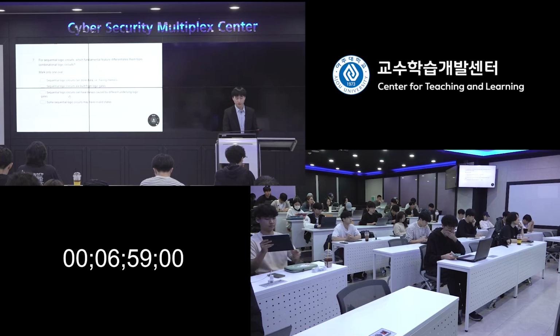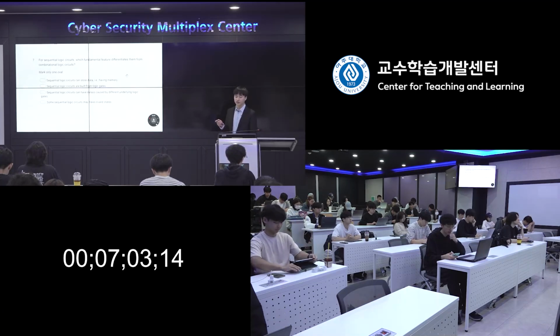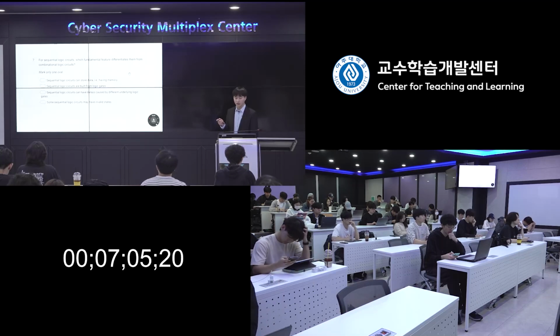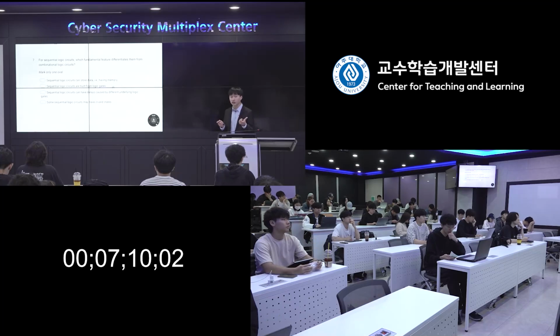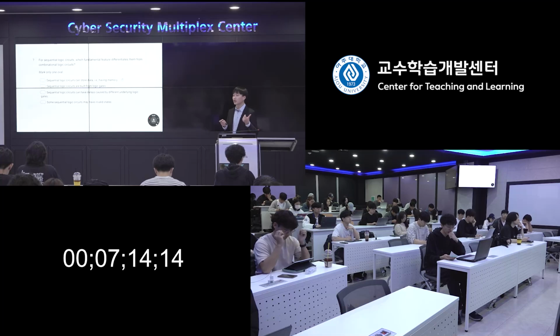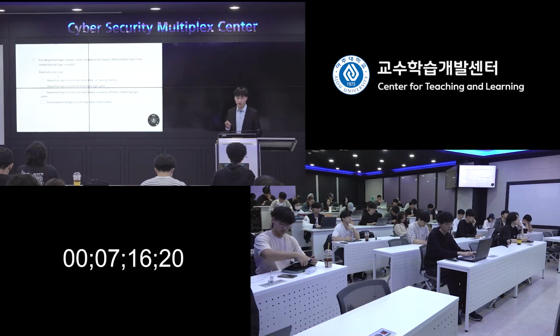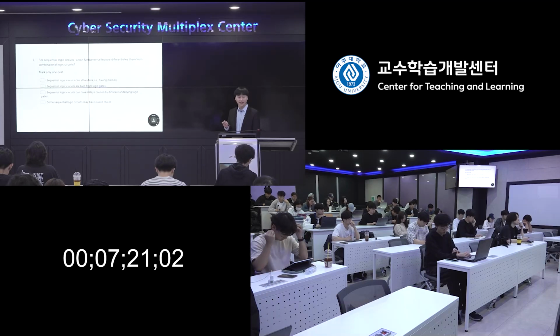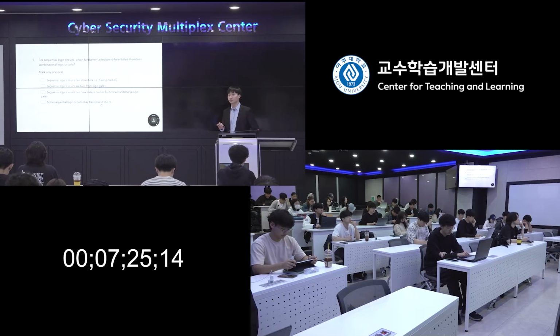So next question. For the sequential logic circuit, which fundamental feature differentiates them from combination logic circuit? So we have been working on this sequential logic circuit. The fundamental feature for a sequential logic circuit is it has memory, right? It can store data. The first one is correct. So sequential logic circuit can store data, that is having memory. Others are just the common features that both sequential logics and combination logic have together.